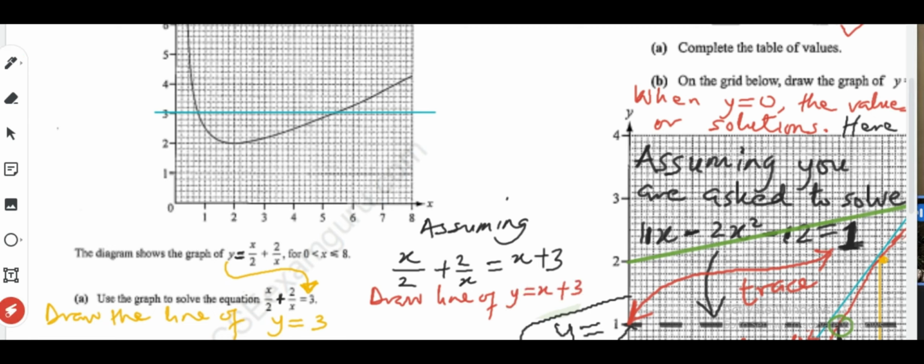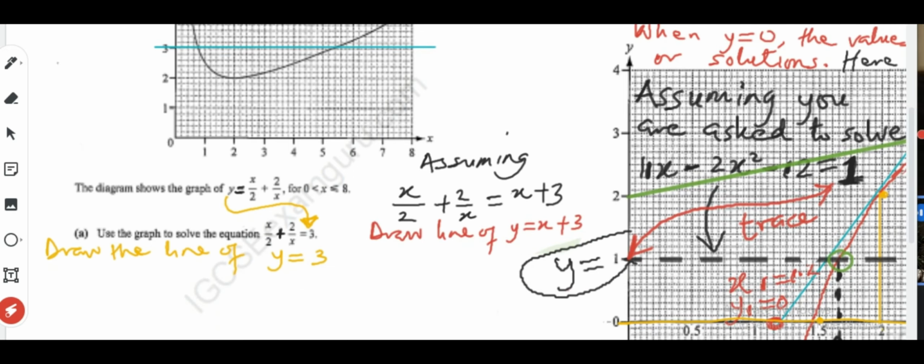When you're drawing this, I've told you how to do stuff like this. It's a straight line graph. How do you do this? You just need two values. Remember when I explained that to you? Let me even remind you. How do you draw this graph? Y equal to x plus 3. You just need two values.